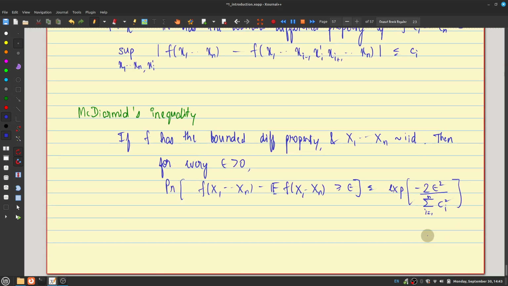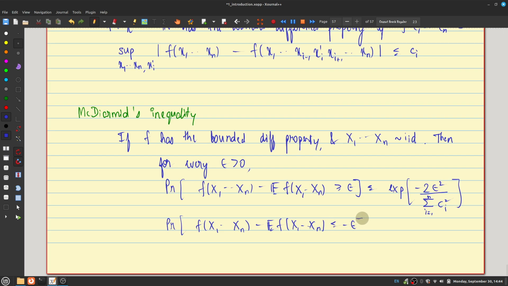All right, so this is for the positive tail. The negative tail can also be bounded as follows. The probability that f of x1 through xn minus the expected value of f of x1 through xn is less than or equal to minus epsilon is also upper bounded by the same quantity.